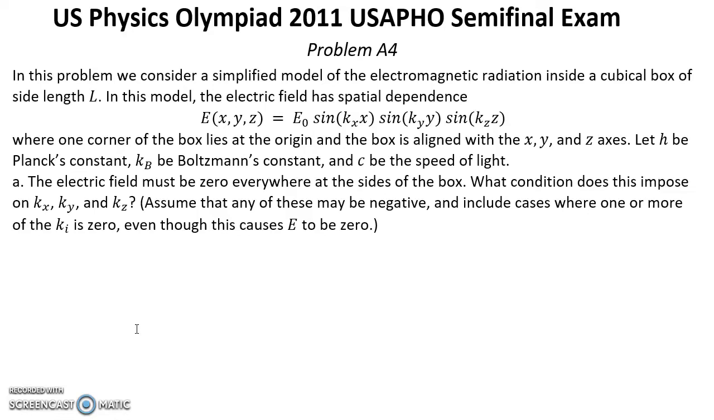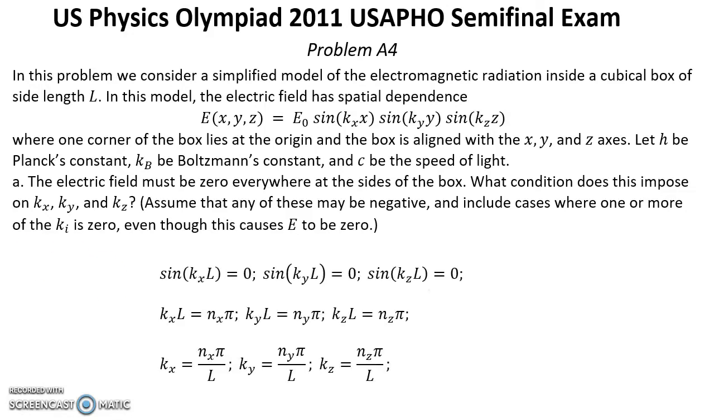Question A. The electric field must be zero everywhere at the sides of the box. What condition does this impose on kx, ky, and kz? Assume that any of these may be negative and include cases where one or more of the ki is 0, even though this causes E to be 0. Solution.